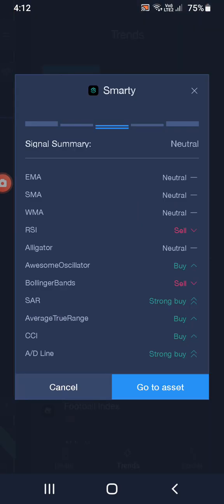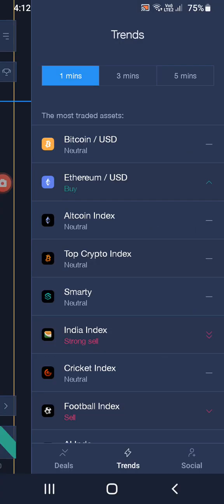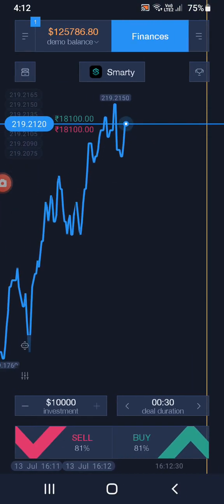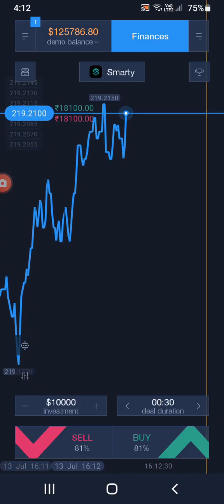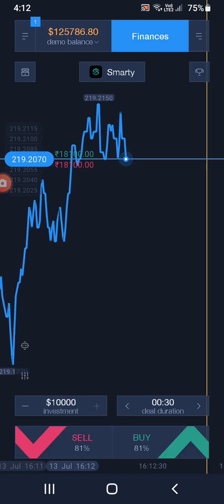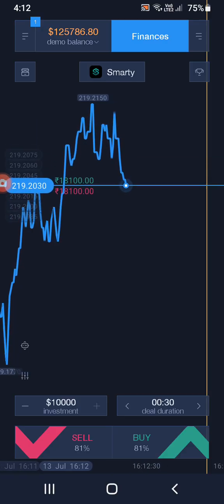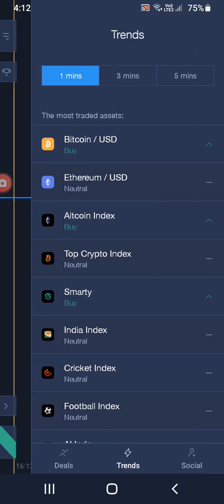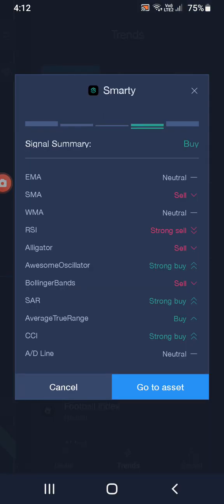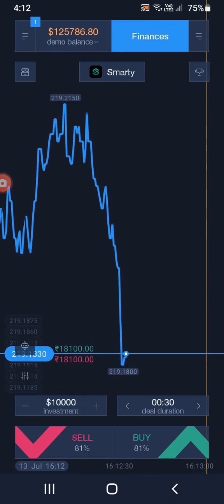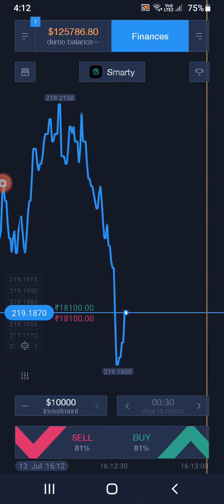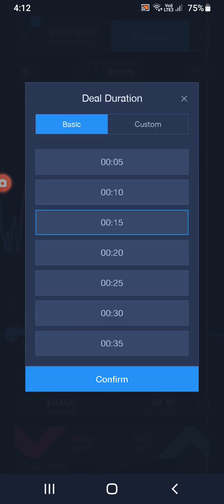And right now we see Smarty is neutral once again, so let's not trade. When you feel that it's not coming down, you have to go and check. And why it didn't come down is that the market went back to neutral, and so we didn't place a trade. Let's wait till the market comes back either to buy or sell. Here we have the buy. So now we'll have to take the trade in the sell, that's the downward direction. Let's fix this for 15 seconds.